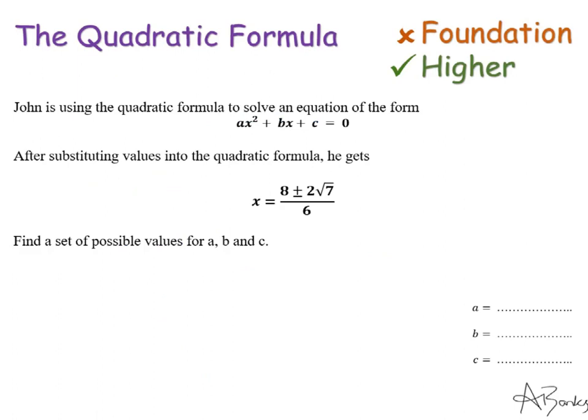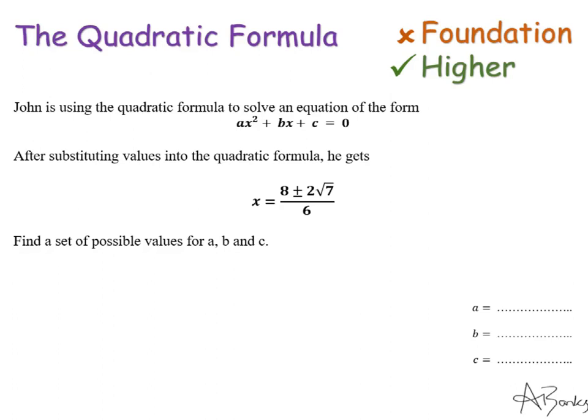Here's how using the quadratic formula can just get one step harder. This is when someone has already substituted values into the quadratic formula and fully simplified it, and then they're asking you to work backwards to find out what a, b and c were. So this is an example here. The fully simplified version is x equals 8 plus or minus 2 root 7 all over 6.